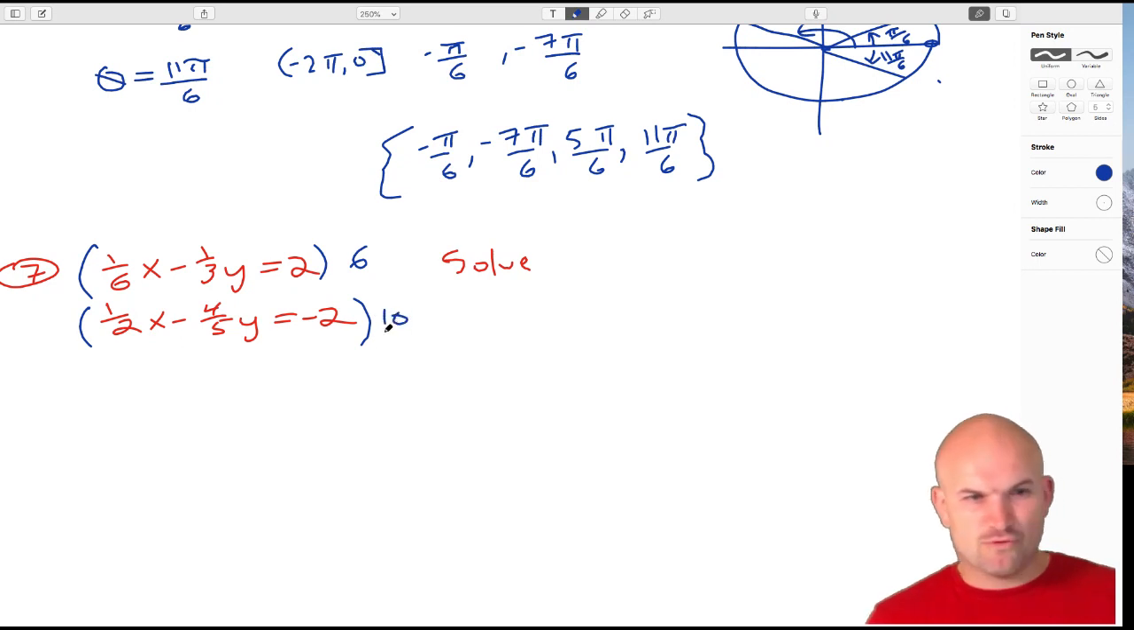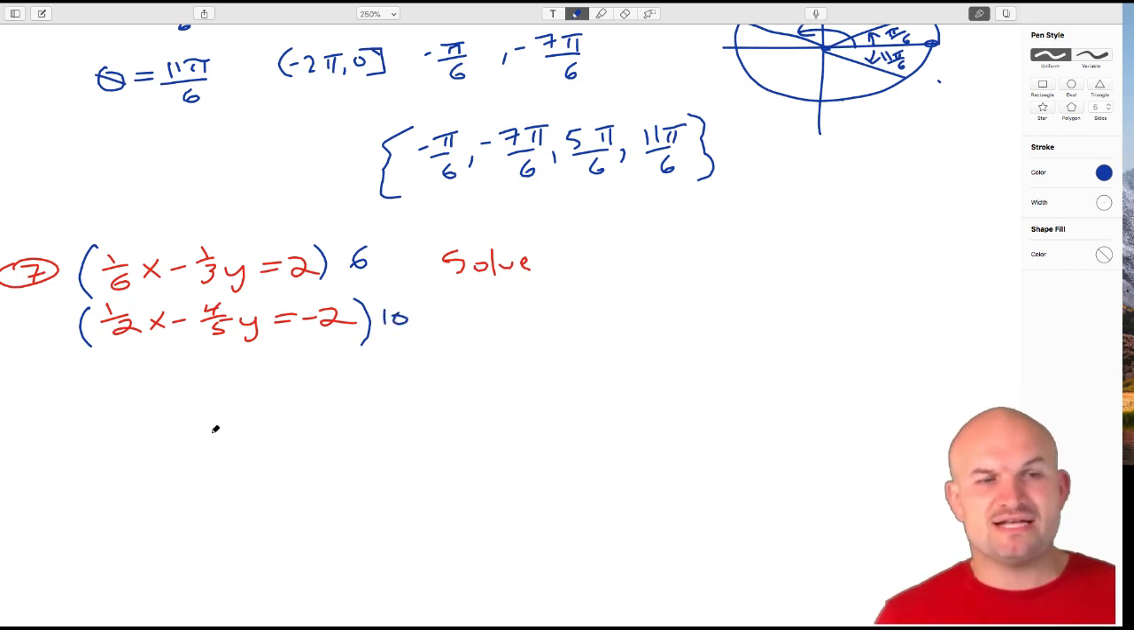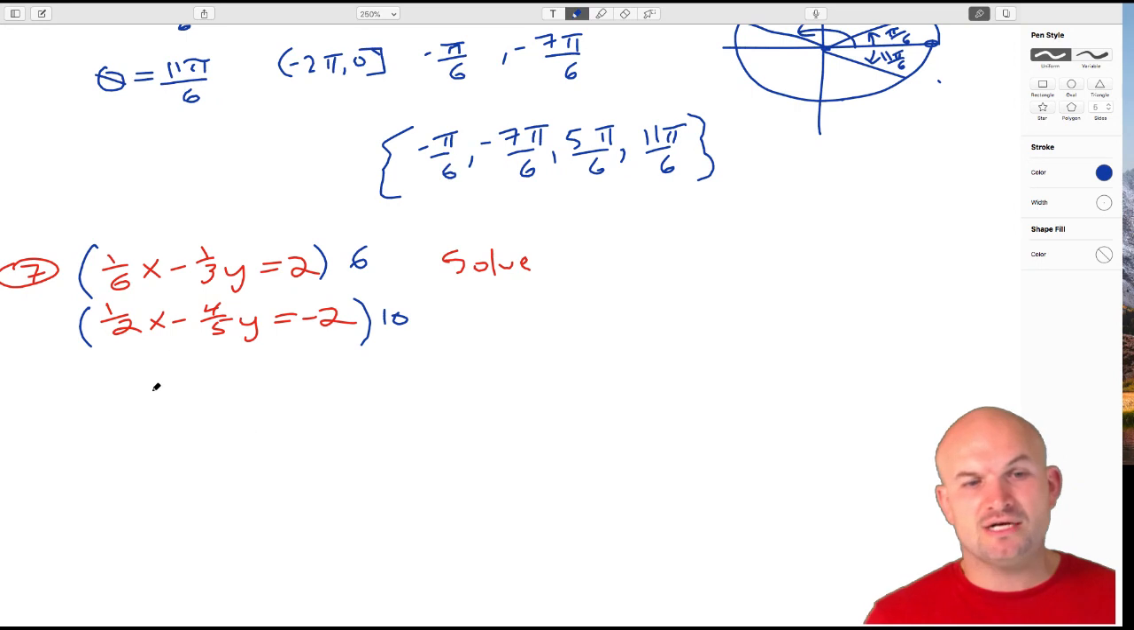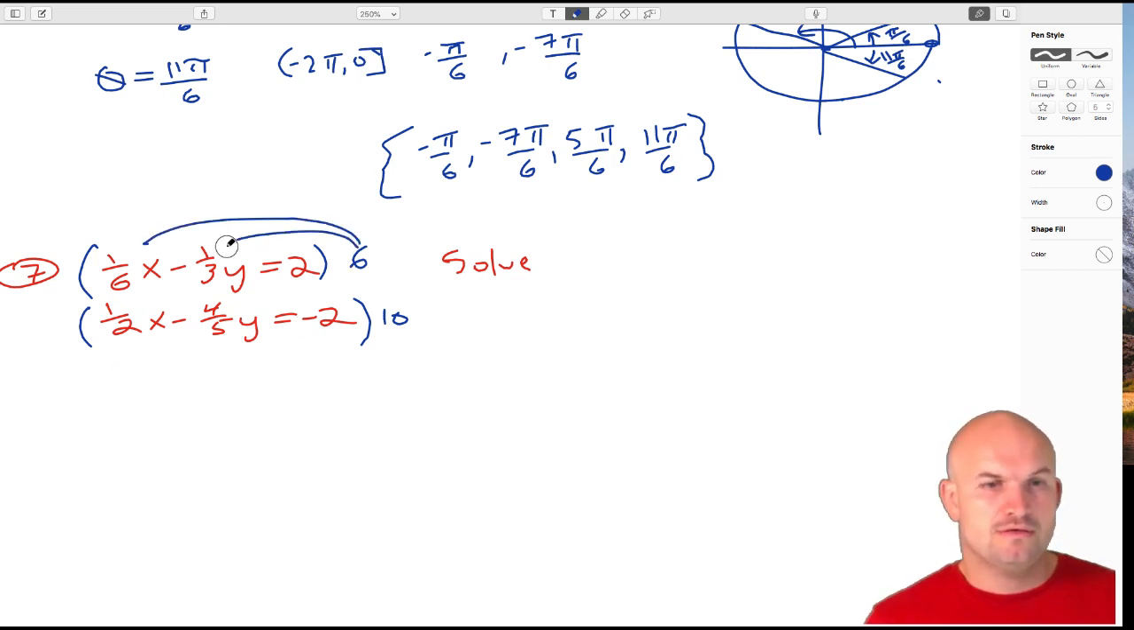So let's just get rid of the fractions first, and then we'll address this using any method, either elimination or substitution. So I multiply by 6, and I get, so we're going to multiply everything times 6, everything times 10.